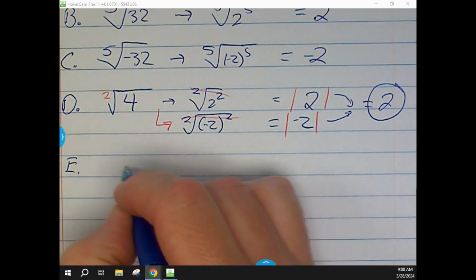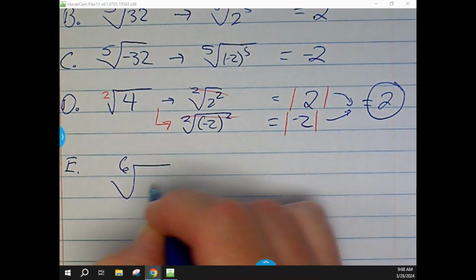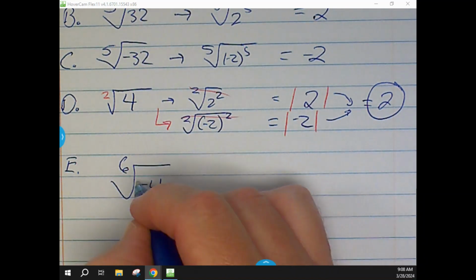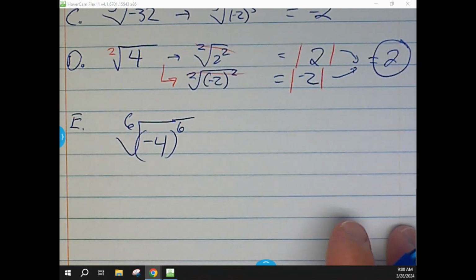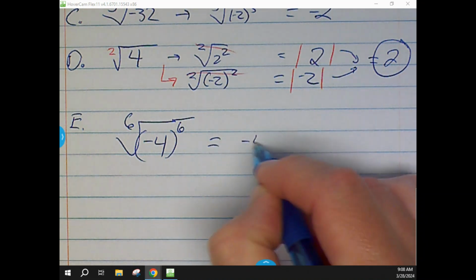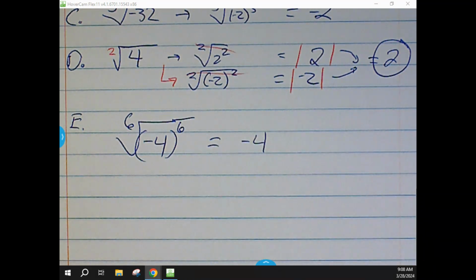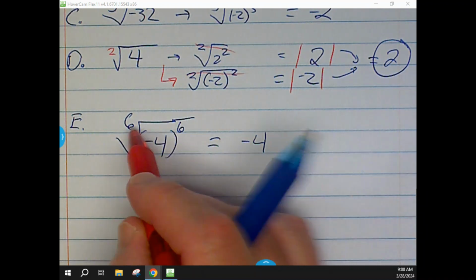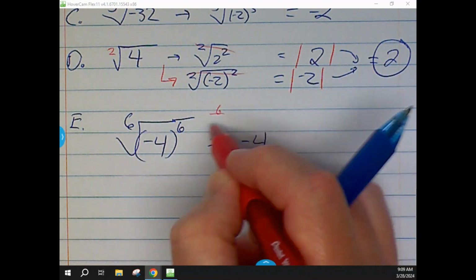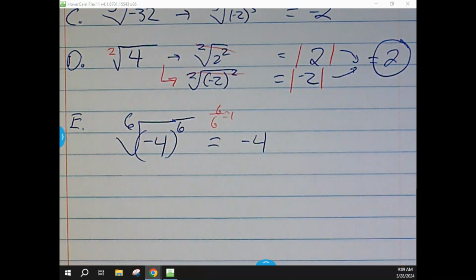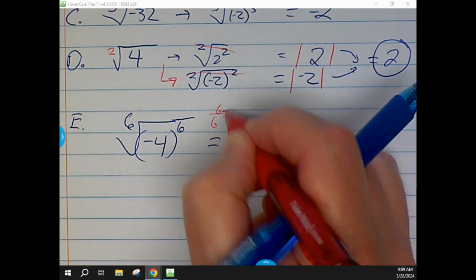Okay, now let me just give you an idea on this. Let's say we had the 6th root of negative 4 to the 6th power. That would be negative 4. And really, where we've got this 6th root and 6th power, you actually wind up dividing these two things together. So really this is the 6th power divided by the 6th root, so that gets us to the first power. And that's kind of what we're moving to.